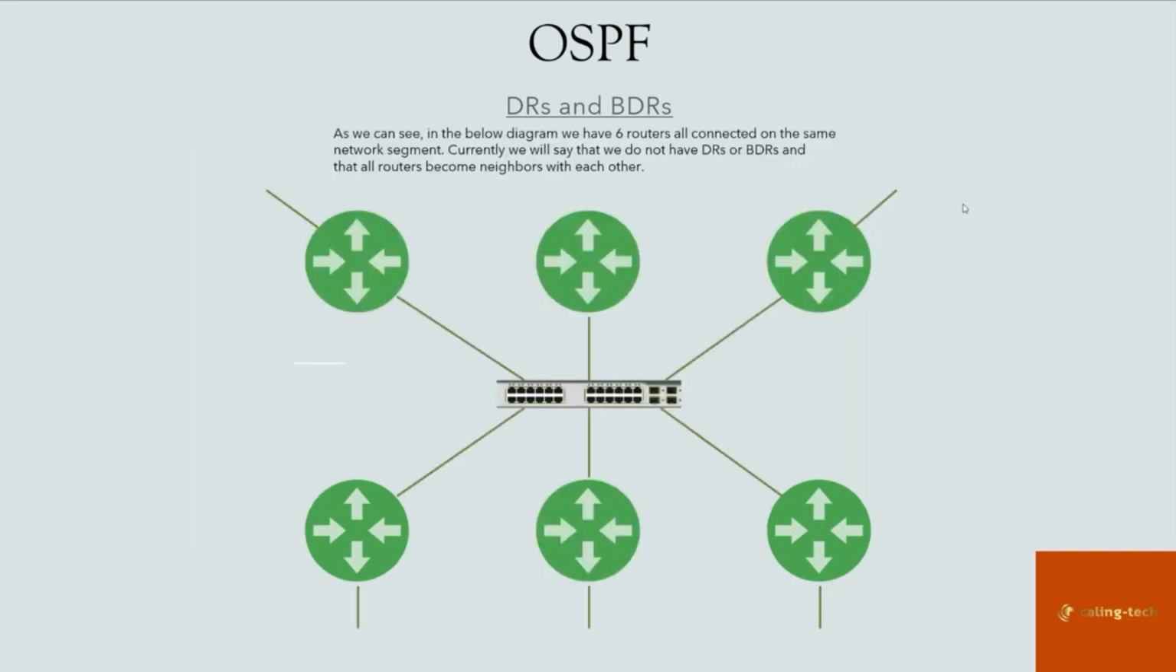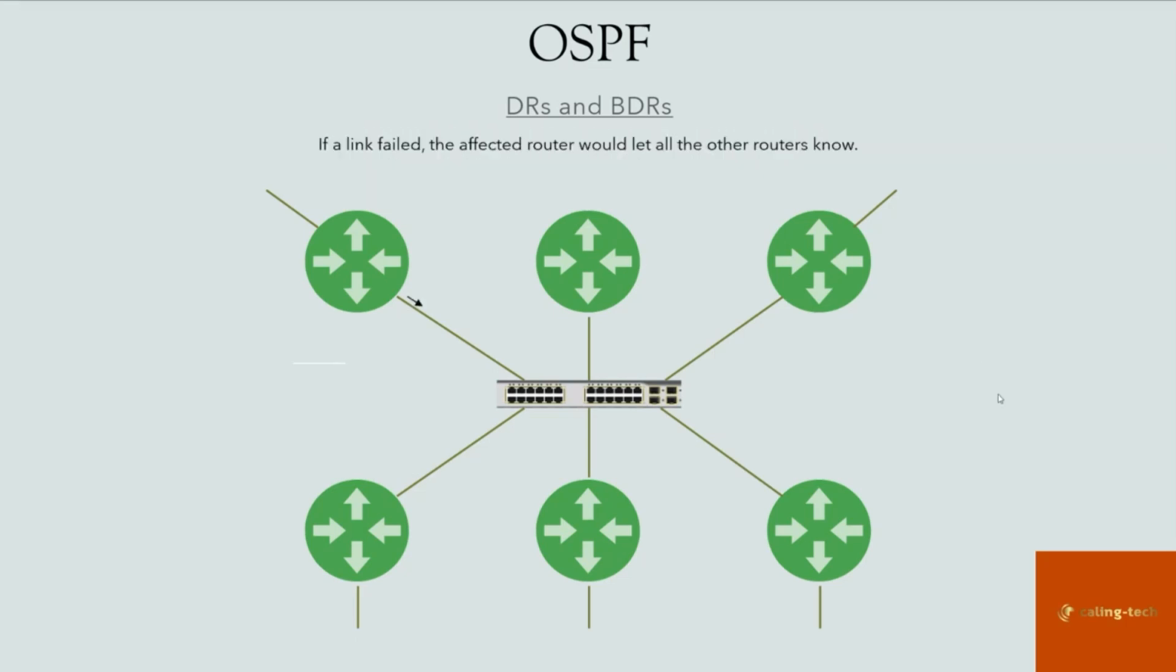In this broadcast network, we can see that we've got 6 routers all connected on the same segment to this switch in the middle. Now, what we're going to do is look at it from the perspective that we don't have a DR or BDR and that all routers become neighbours with each other. And we'll see what the problem is within a broadcast network.